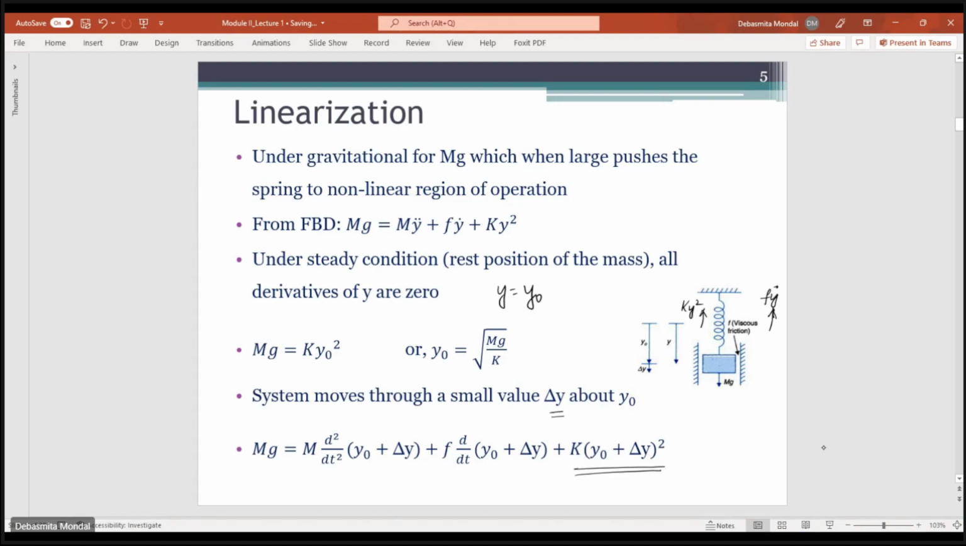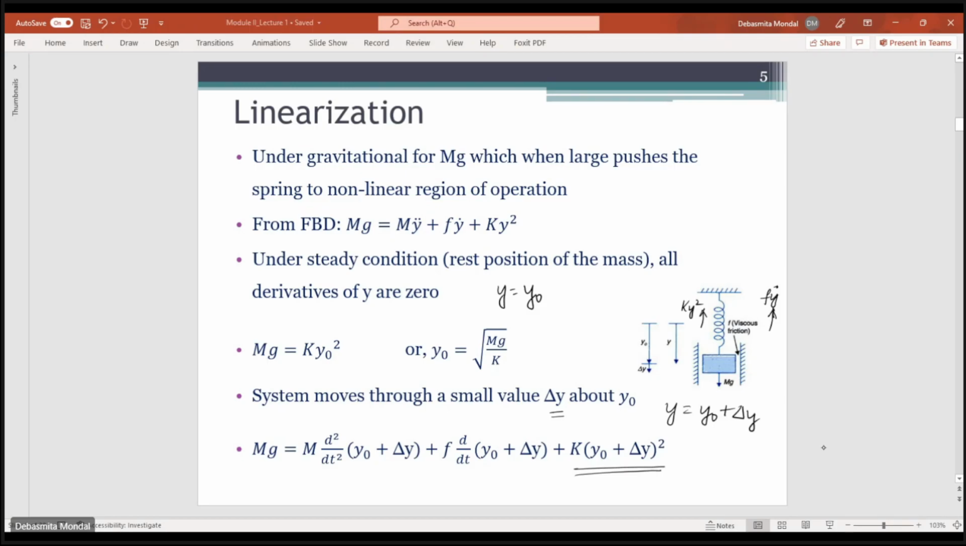So y is now equal to y0 plus delta y. So now this is no longer constant. Again, from the basic equation, we'll substitute the value of y over here. So you will get m d2y/dt2. You will substitute these values, and this is the expression that you get. Now here you see that for this nonlinear spring, you have the expression k (y0 plus delta y) whole square.